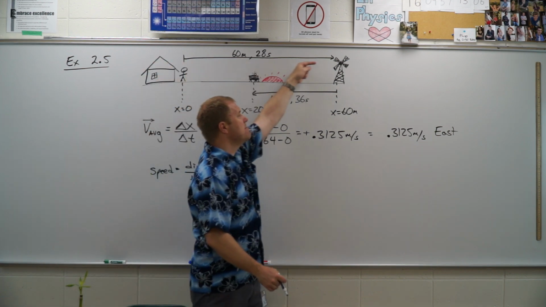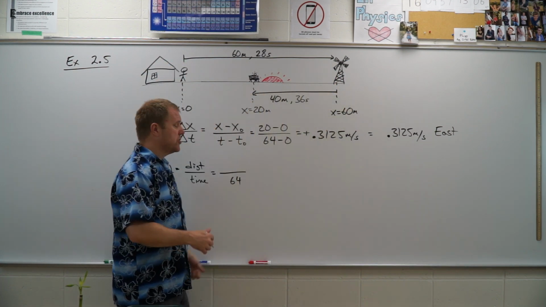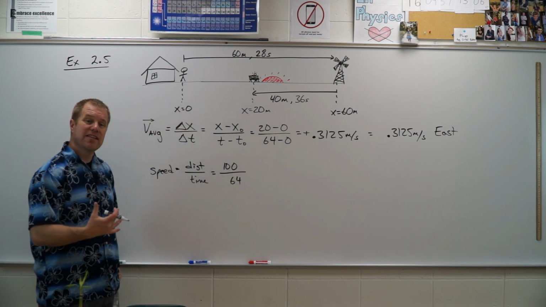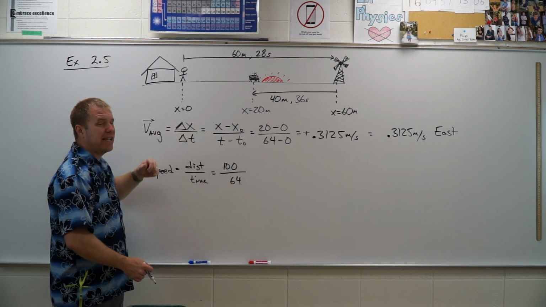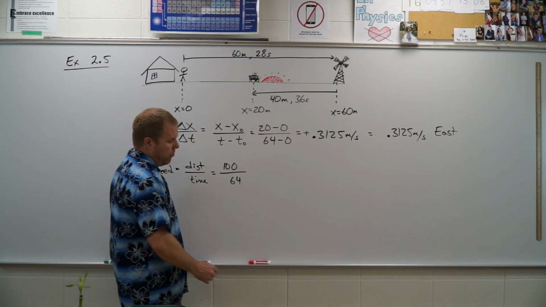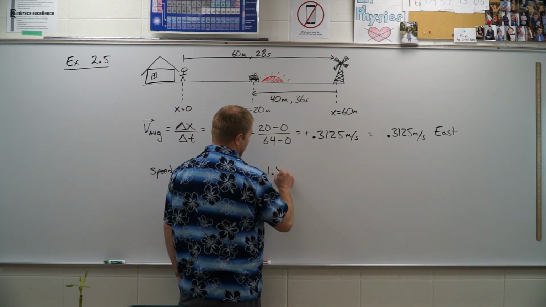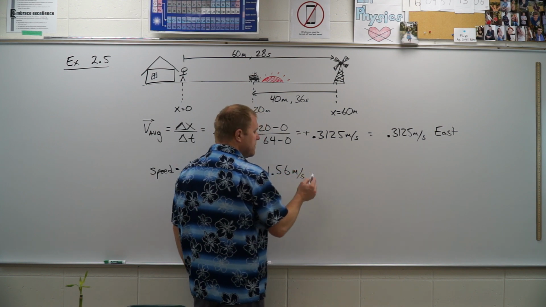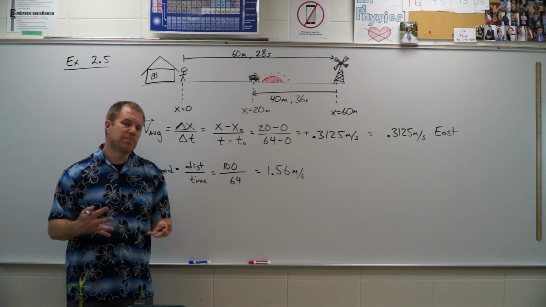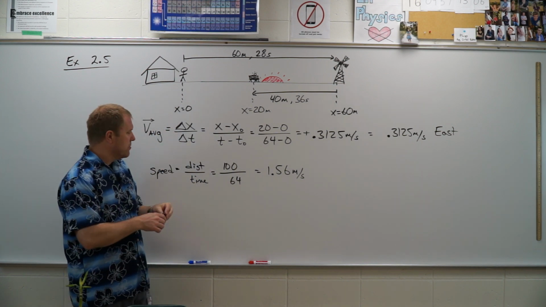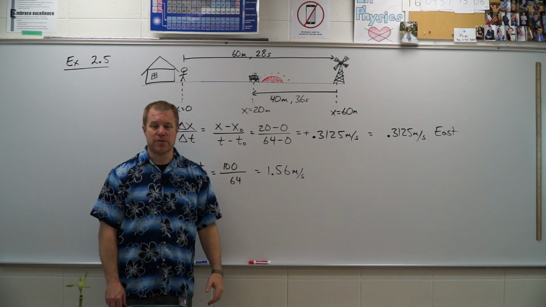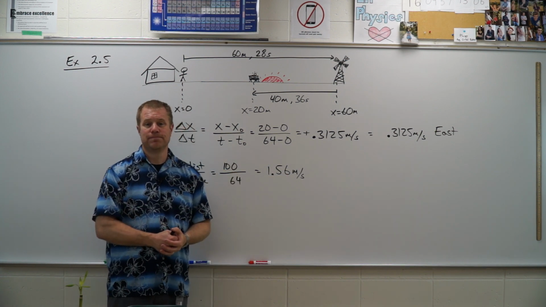So I went 60 meters and then 40 meters. We want a grand total of 100 meters during this trip, whereas velocity only cares about where you started and where you ended. If I do 100 divided by 64, I get about 1.56 meters per second. Also, because I was going east and then going west, I don't have one specific direction, so speed doesn't have a direction. It's just 1.56 meters per second for your average speed. There you go.